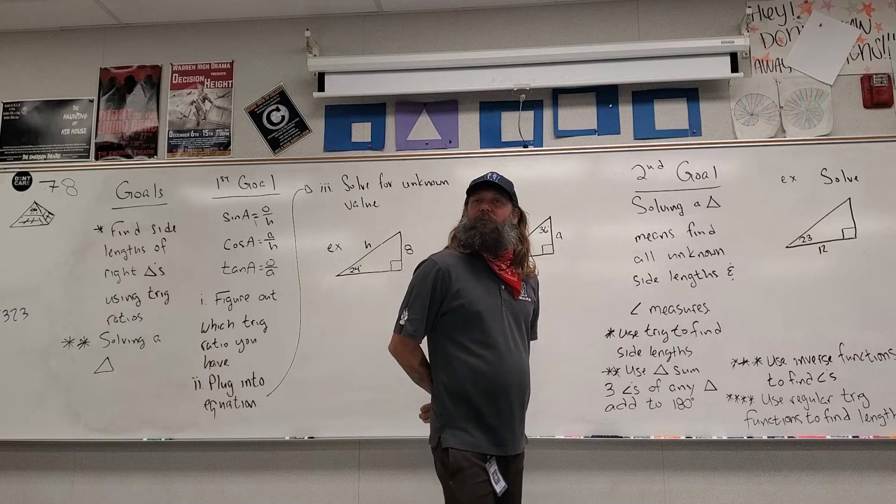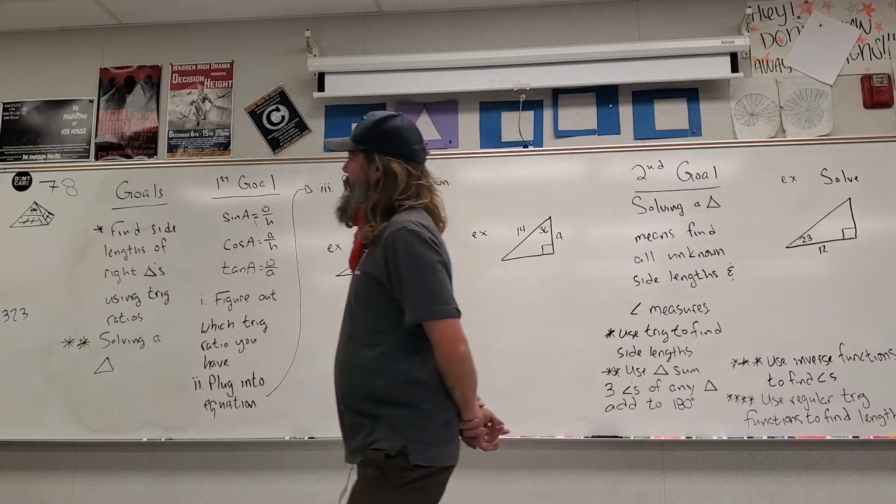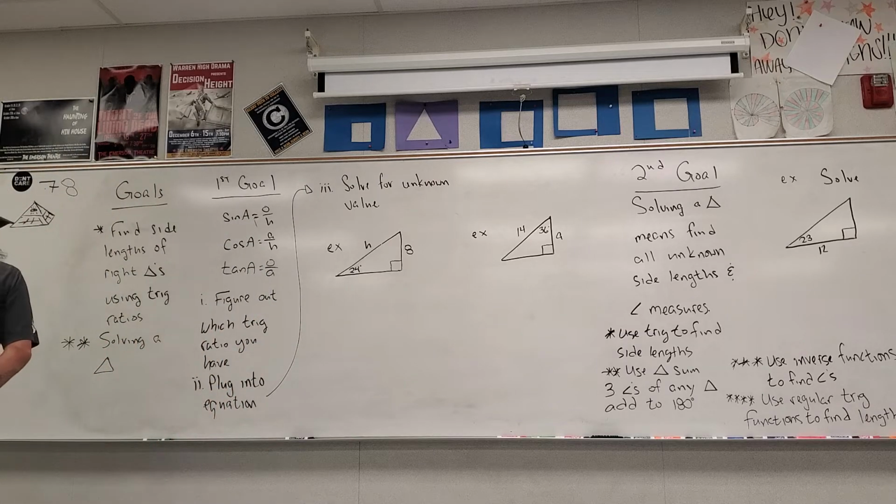This is for Chapter 4, Lesson 4. Let's go ahead and jump right in and read our goals. So our first goal today is to find side lengths of right triangles using trig ratios, and our second goal is to solve a triangle.